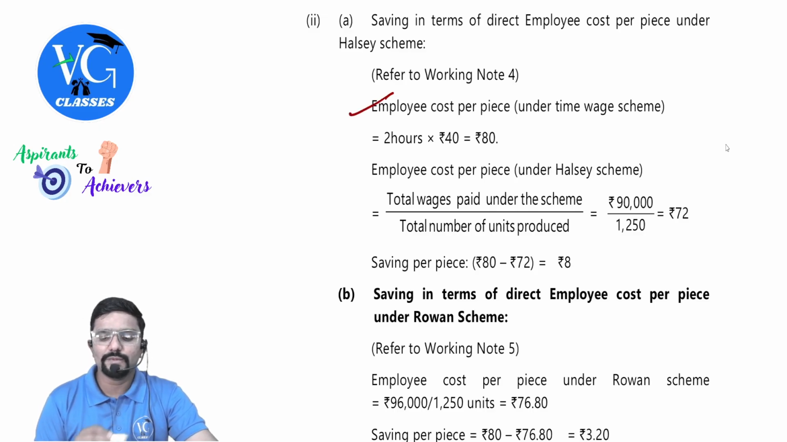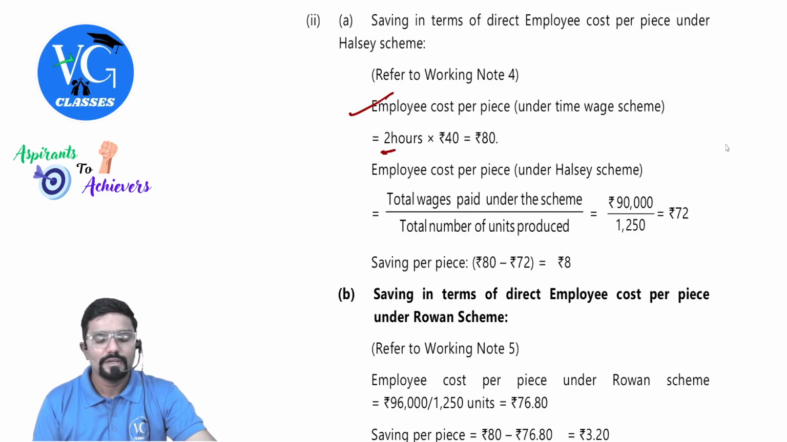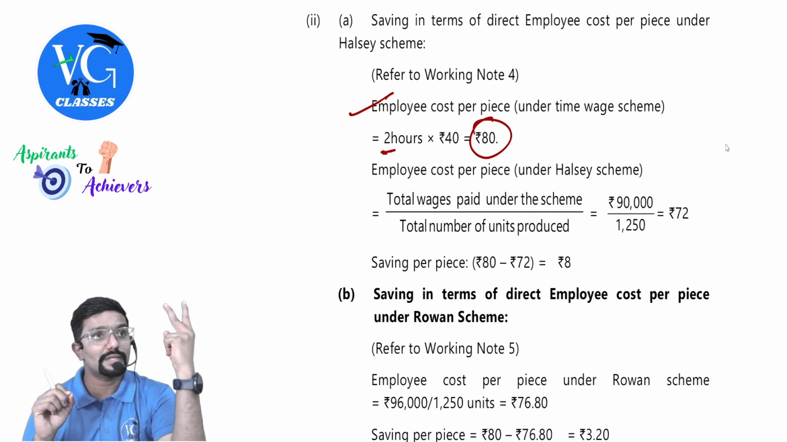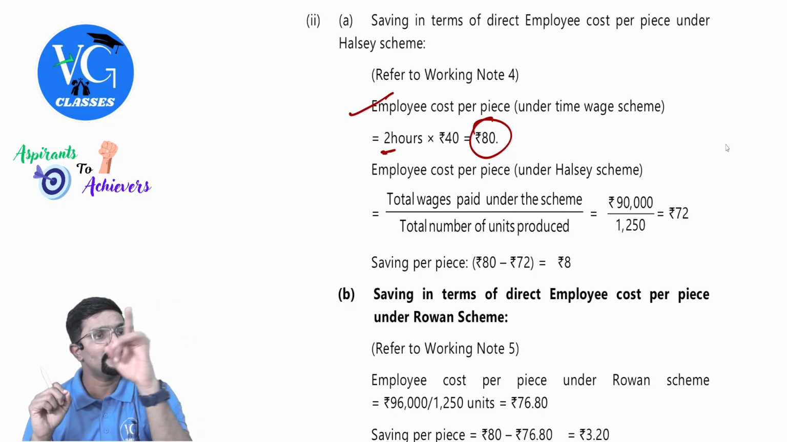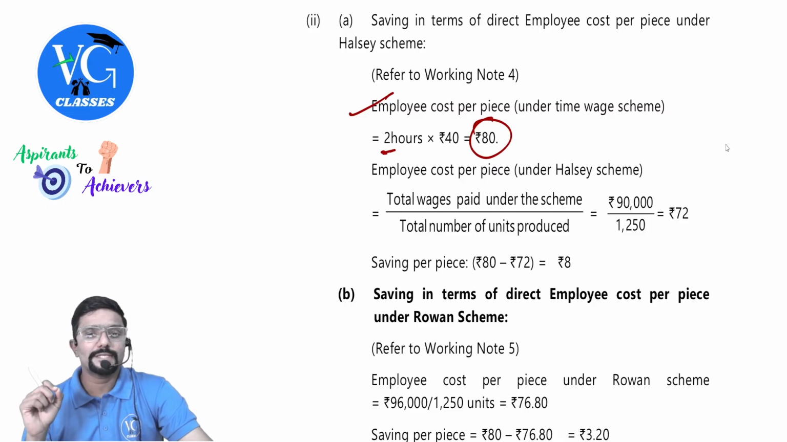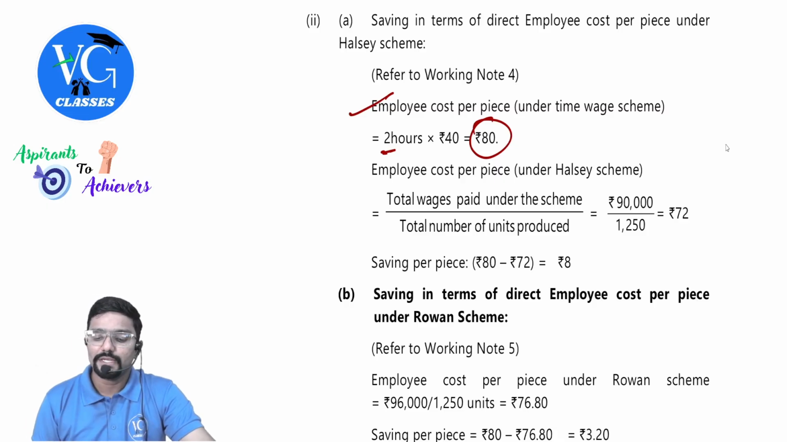Employee cost per piece would be how much? For each and every unit, we will take 2 hours. Per each hour, what is the payment? 40. So per unit, what is the payment? 80 rupees. Per unit, we take 2 hours, per hour 40, so per unit the cost is 80.